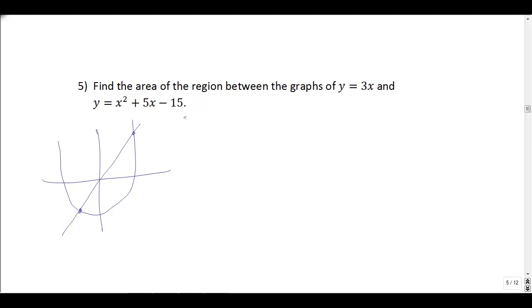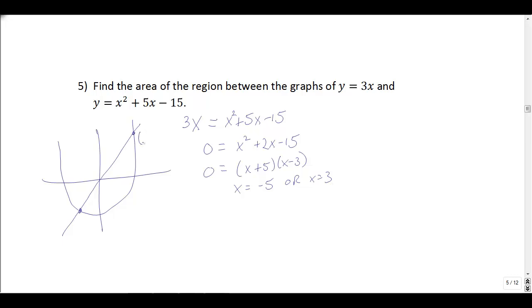To do that, I'm going to set 3x equal to x squared plus 5x minus 15. So at those intersection points, the y's are equal and the x's are equal. So I need to solve this. I'll move the 3x to the other side. I'll get 0 equals x squared plus 2x minus 15. If you factor that, let's see, we'll get x plus 5 times x minus 3. And so we'll get x equals negative 5 or x equals 3.